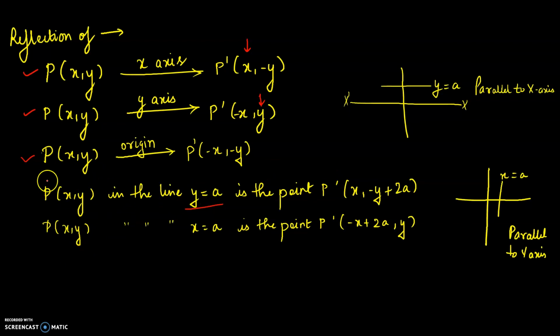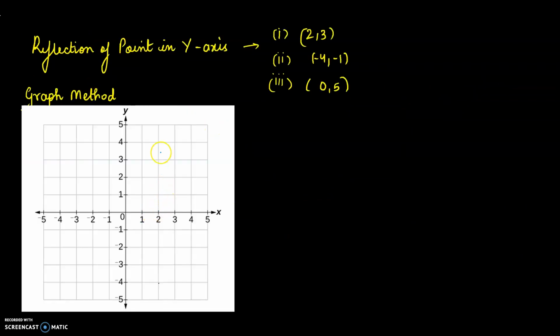You have to reflect this point P. The point given is (2, 3), P(2, 3), and we have to reflect it in the y-axis. Now the y-axis will be the mirror in this case. This is the y-axis. So the image will be formed here in the second quadrant, that is this part.